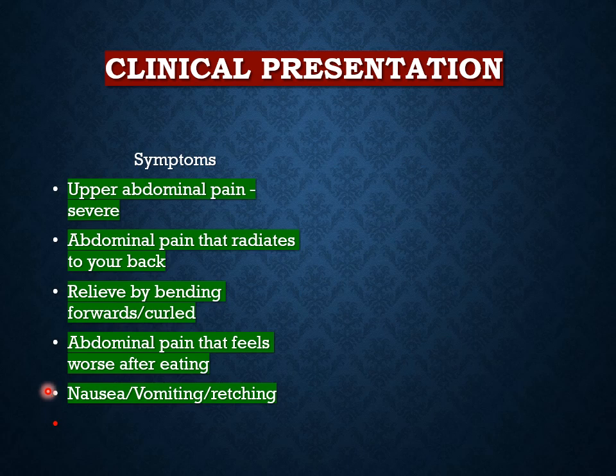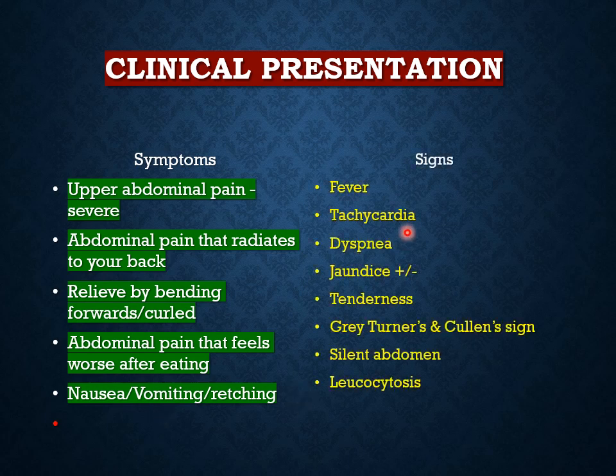So the pain and vomiting are very important symptoms. Next, the signs can be due to the inflammation. There can be fever, usually tachycardia, dyspnea, jaundice, tenderness, Grey Turner and Cullen signs, and a silent abdomen. Silent abdomen means that on auscultation there are hardly any bowel sounds, and there is also leukocytosis. The tenderness, and sometimes guarding, is maximum around the umbilicus and epigastric region.